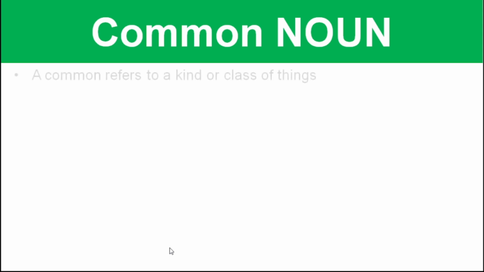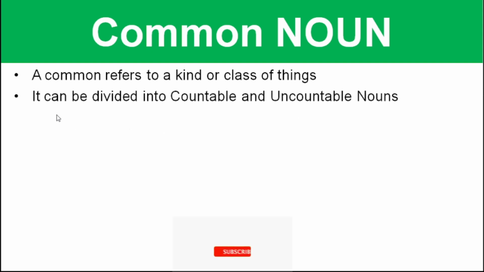So if you look at the definition of the common noun, a common noun refers to a kind or a class of things. So the things or the people which come to the same category, same group, are called a common noun. Now, common nouns can be divided into countable and uncountable nouns. This is very important, and we need to emphasize more particularly on this countable and uncountable nouns.